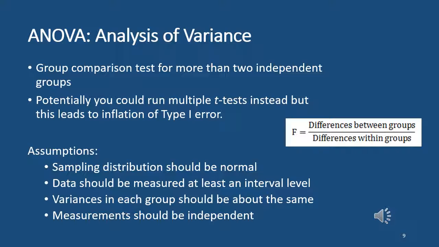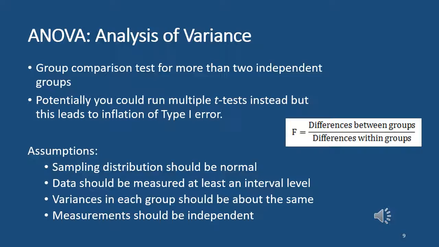So now we'll move on to discussing analysis of variance, which is called ANOVA. This is a group comparison test for more than 2 independent groups. You could potentially run multiple t-tests instead of an ANOVA, but that would lead to the inflation of type 1 error, which means that it would increase the likelihood that you will draw an inappropriate conclusion. The ANOVA compensates for these multiple comparisons and gives you a single answer that tells you if any group is different from any other group.